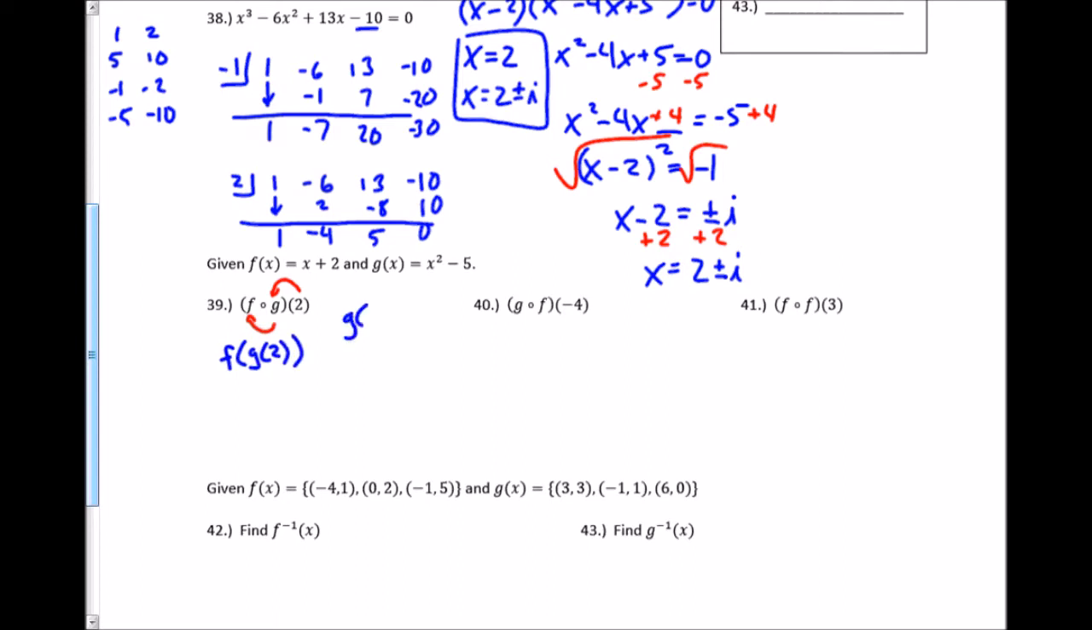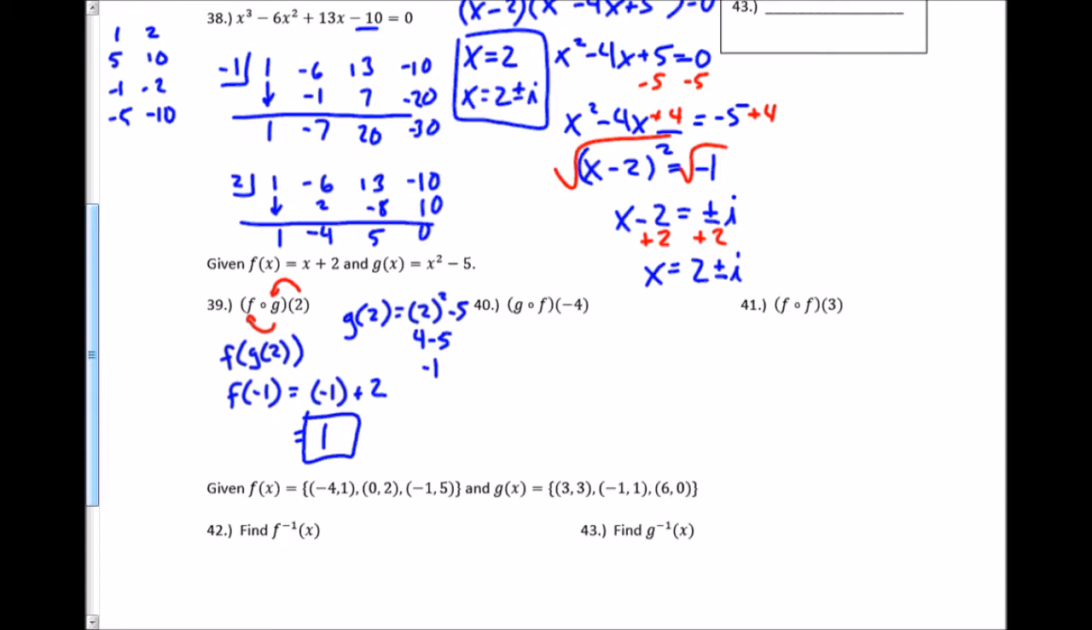So when I do g of 2, I'm plugging the 2 into the g function. That's going to be 2 squared minus 5, which is 4 minus 5, which is a negative 1. So now what I'm doing is f of negative 1, which means I want to take the negative 1 and plug it into the f function. And when I do that, it gives me a positive 1. And that's it. All right?